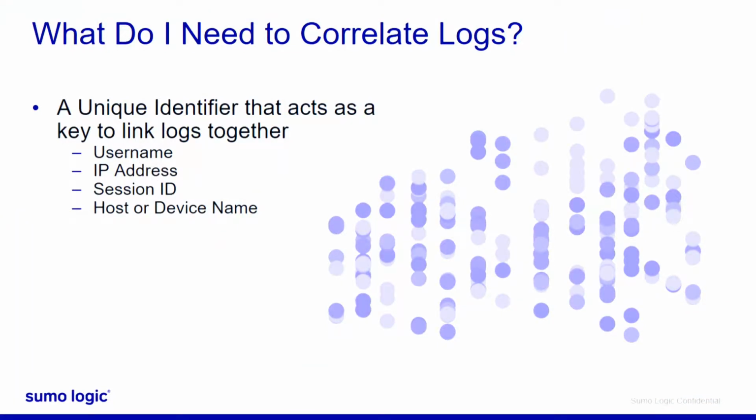I'm not going to switch quite yet, but what do we need to correlate logs? Typically, in most scenarios, just some type of a unique identifier that links the 2 different logs together. This typically comes in the form of things like usernames, IP addresses, session IDs, a host or a device name, essentially a key, a piece of information that we can use to link those 2 different logs together.